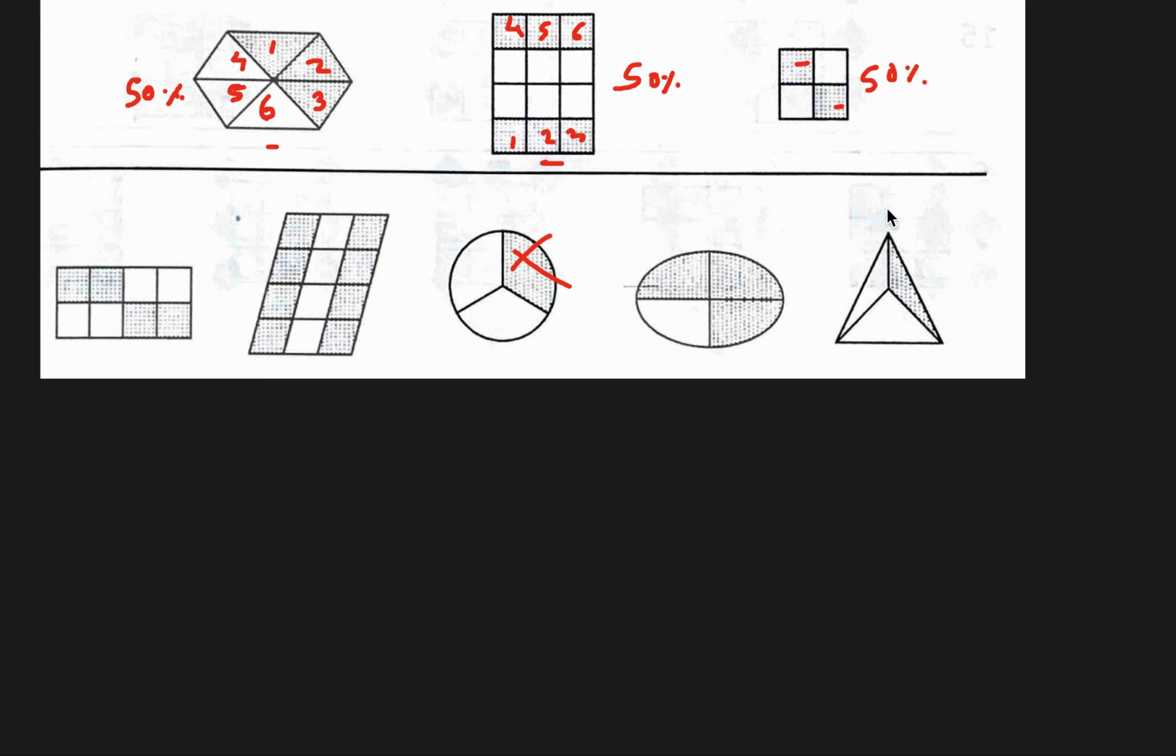That's not 50% filled, that's not 50% filled. Clearly this is more than 50% filled, this is more than 50% filled. So what I have here is this rectangle divided into 8 small squares. 4 are filled, 4 are empty. That's my 50%, and that is my correct option as well.